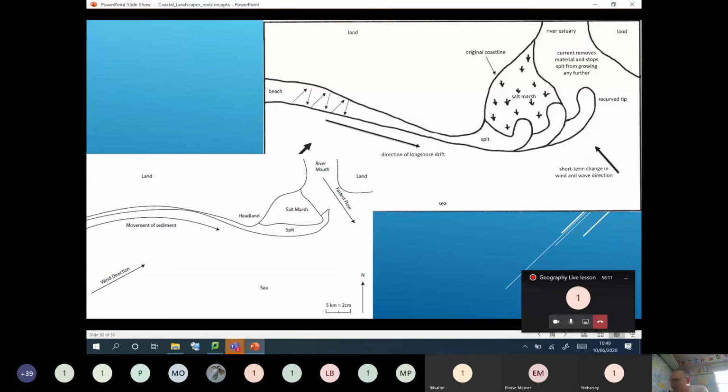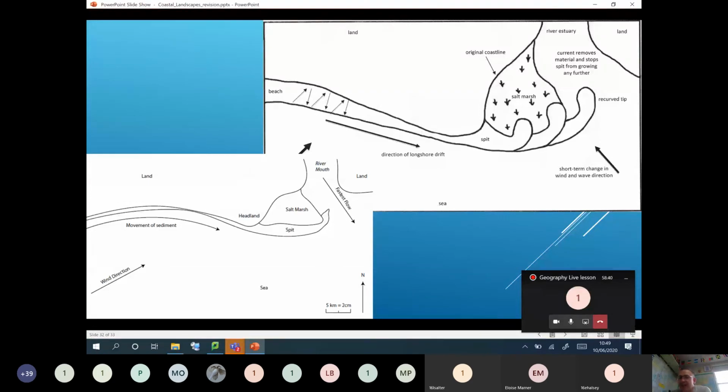Again, if you could put it in the comments. Superb, the spit. So we need to start talking in explanation 3, it's sheltered by the spit. So we need to say how there is a salt marsh formed behind the spit. Excellent. We need to say the salt marsh is an area of deposition, and this has occurred because it is sheltered behind the spit.